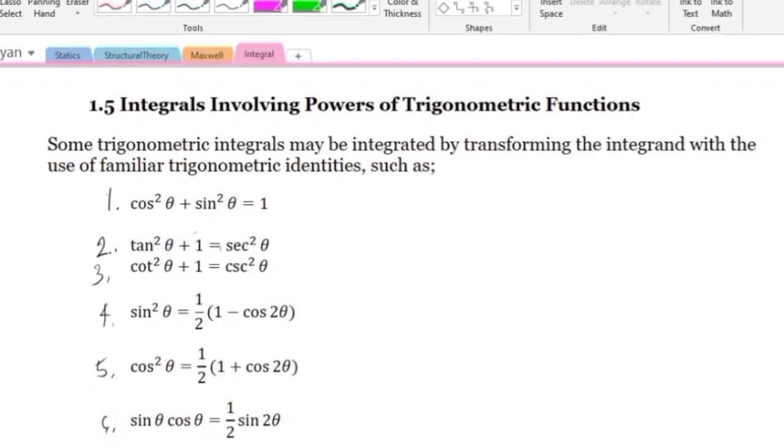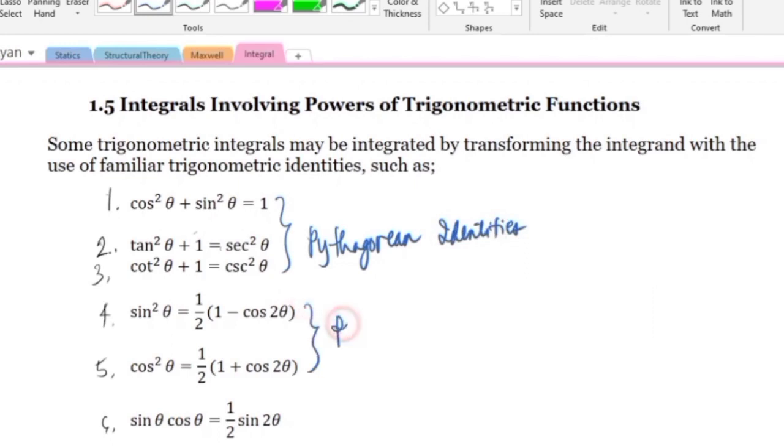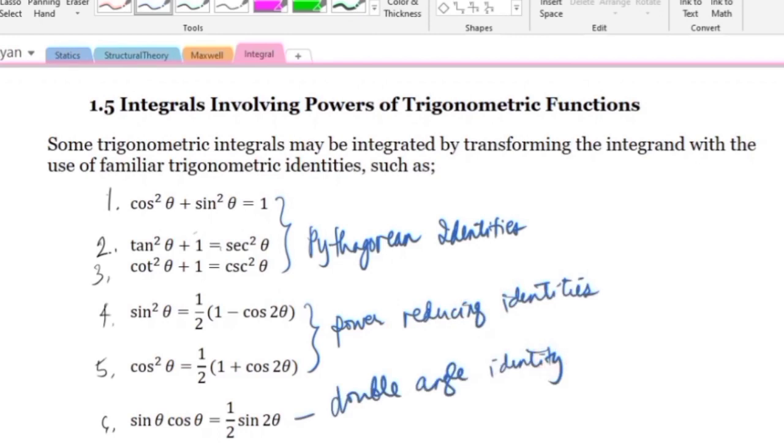Itong mga identities na to ay familiar na sa atin. The first three identities ay tinatawag nating Pythagorean identities. And 4 and 5, ito yung tinatawag nating power-reducing identities. And 6, ito yung tinatawag nating double angle identity. Okay. Yung formula 1, 2, 3, ito ay na-discuss ko na sa previous na lecture natin.